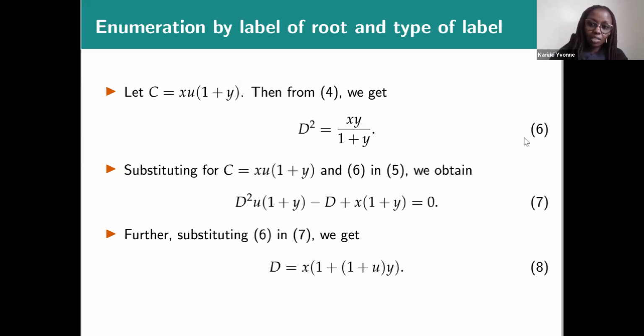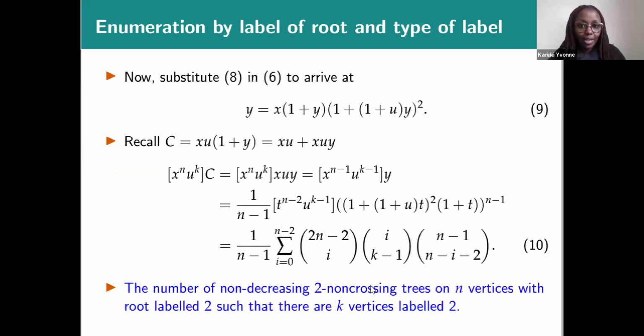So substituting 6 into 5 and doing further manipulation, I finally got equation 8. As you can see in equation 8, we're expressing d in terms of this variable y that we have here. And further substitution of 8 into 6, now we get a function y, which is x times another function of y, the format that we needed to apply the Lagrange inversion formula. So recall this was the value of c, xu(1 plus y).